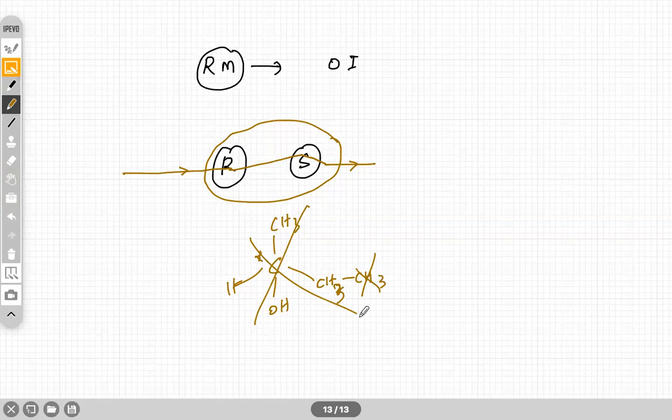That is not possible. If 2 CH3 are attached, the carbon is not chiral. We have a plane of symmetry. The molecule is not optically active. If it is not optically active, you don't have to assign priority in that.